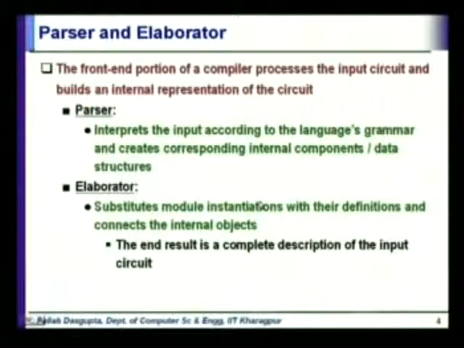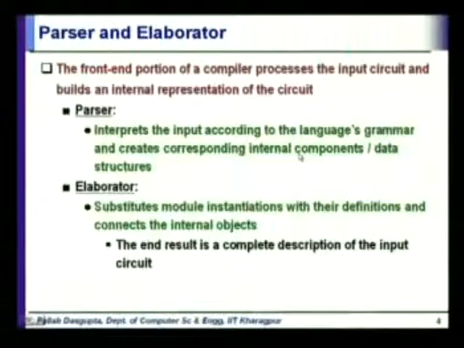First we start with the parser and the elaborator. The front end portion of a compiler, which consists of the parser and elaborator, processes the input circuit and builds an internal representation of the circuit. The elaborator takes the Verilog code and produces an intermediate data structure. That data structure can represent the control flow graph of the behavioral models. It can also have a structural representation of the structural parts of the circuit.